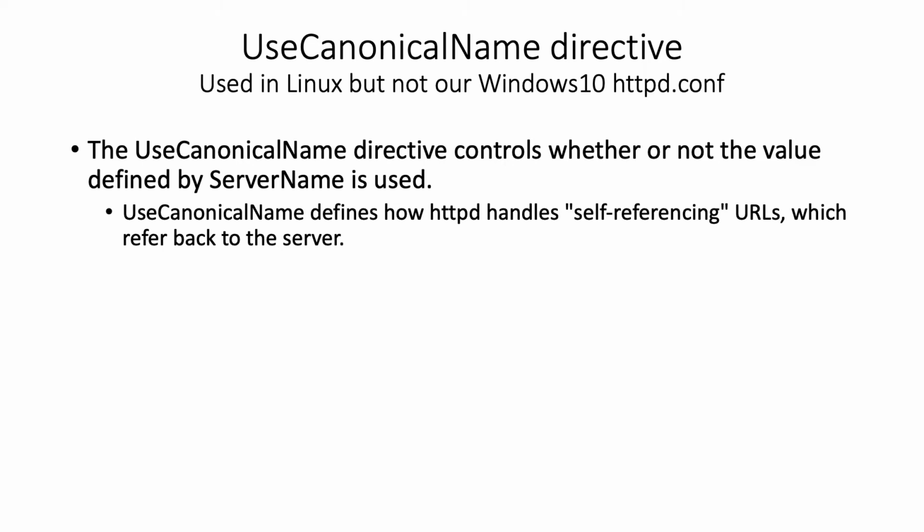UseCanonicalName directive. The canonical name directive controls whether the value defined by ServerName is used. In a lot of my web pages, I don't write the whole server name in front of it; I use relative addresses for the server. But if you want the user to see the whole thing, UseCanonicalName is how you do it. Again, this is for Linux, not Windows, and it's more to just show you what's available than something you need to do this week.